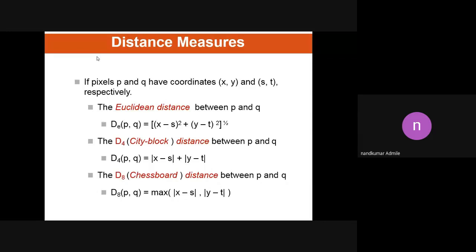Okay, so that we have to study, and by using some mathematical part we can calculate the distance between two pixels. So we have to remember these formulas: Euclidean distance, city block distance, and chessboard distance. Always keep in mind, if we have to calculate the distance, we have to consider two pixels.